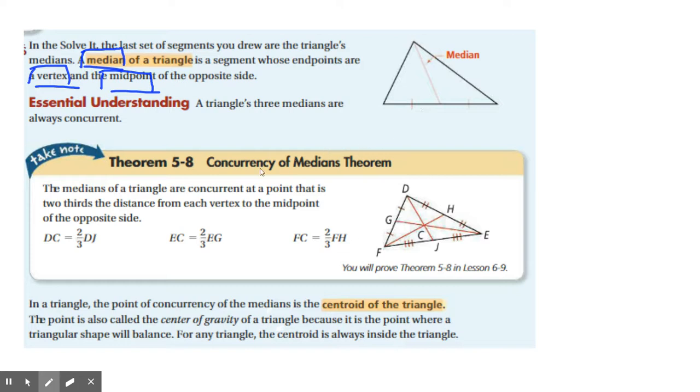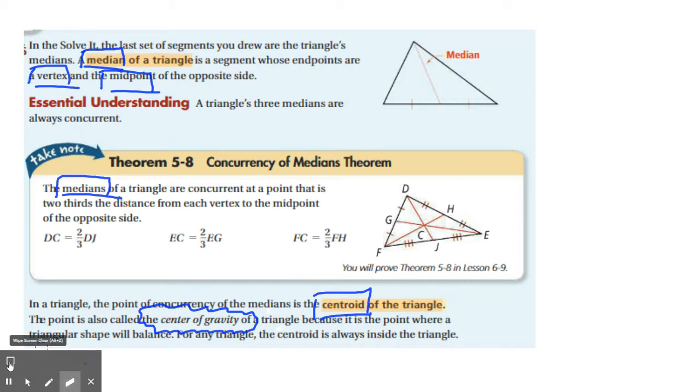So when the three medians meet, they create this 1/3, 2/3 relationship. And again, I'm not too concerned about that, but the intersection is called the centroid. Now, this centroid is also known as the center of gravity because it is the exact point where a triangular shape would balance. So think about that. If it's the point where it would balance, where do you think the centroid is always going to be, as we construct?